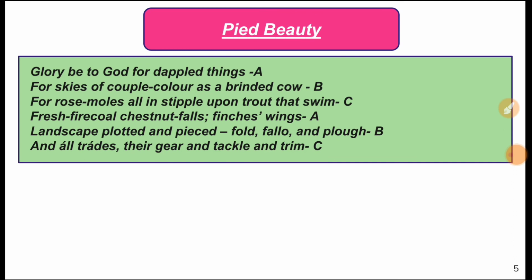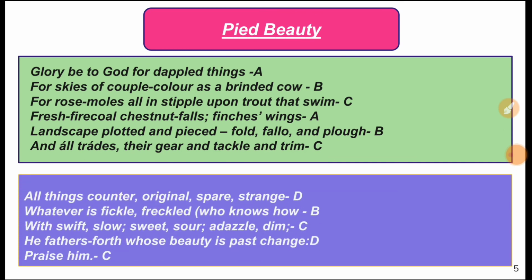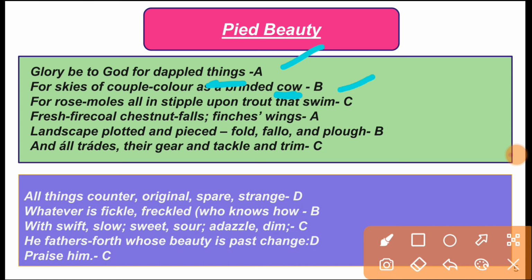This is Pied Beauty, a poem by Gerard Manley Hopkins, and in this slide I am showing you the rhyming scheme or division of rhyming scheme in the curtal sonnet. Glory be to God for dappled things, for skies of couple-colour as a brinded cow. Here you can see that I mark the word things with a rhyme scheme, A. Then for skies of couple-colour as a brinded cow, I mark this word cow with the rhyme scheme B.